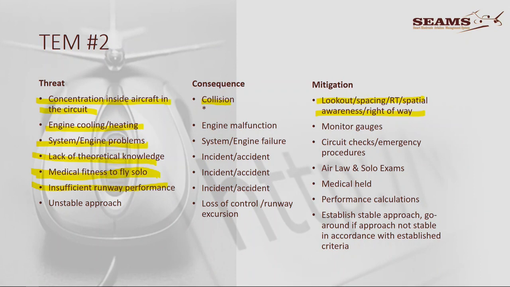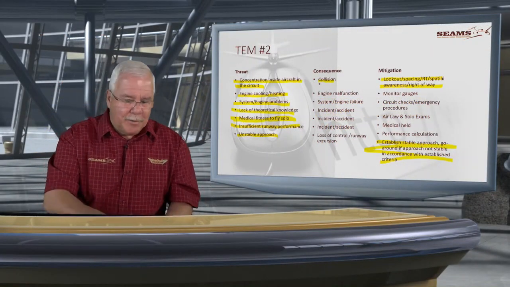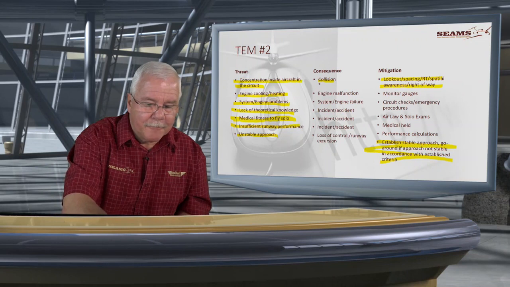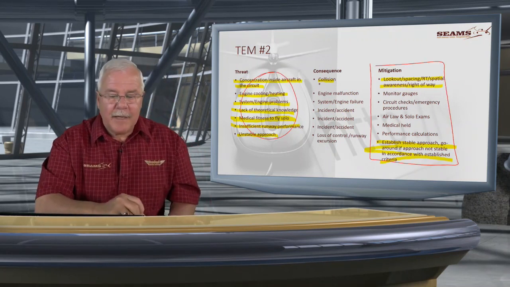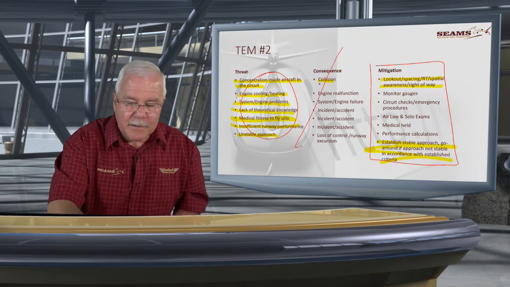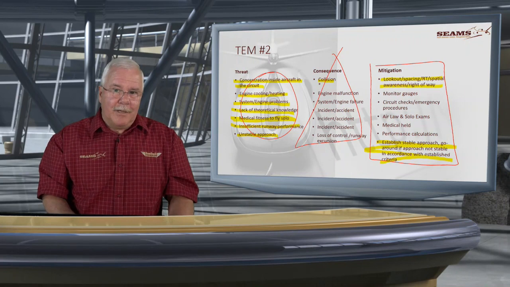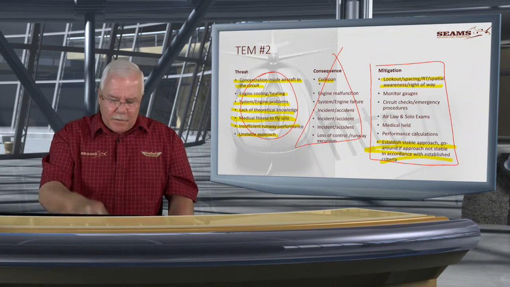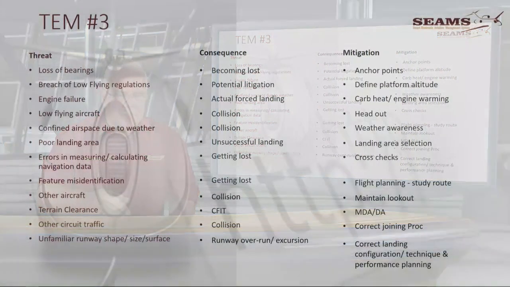Insufficient runway, unstable approach, establish a stable approach. The point is that for everything that we can see as a possible threat, on this side, there is a mitigating factor. The consequence is the part that we want to avoid. All right? So now we can already look at this, and here's still a lot more.